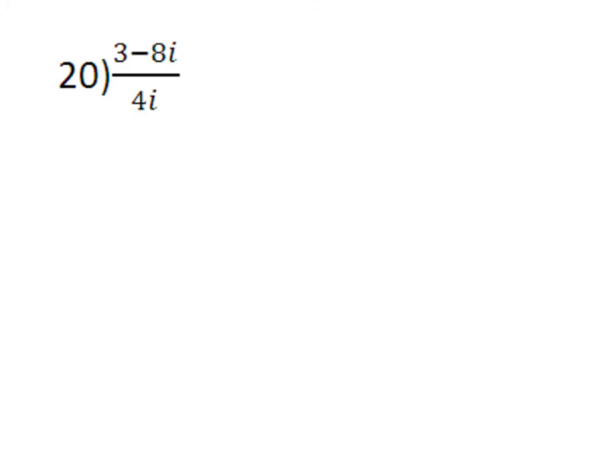Here I do not want the i on the bottom. There's no adding, subtracting here, so it's just getting rid of the i. So in order to get rid of the i, to make it real, I have to multiply the bottom by i. Whatever you multiply the bottom by, it has to be the same thing on top. So I'm going to put this in parentheses. So on top here, I have to distribute my i to both terms. So this would be 3i minus 8.